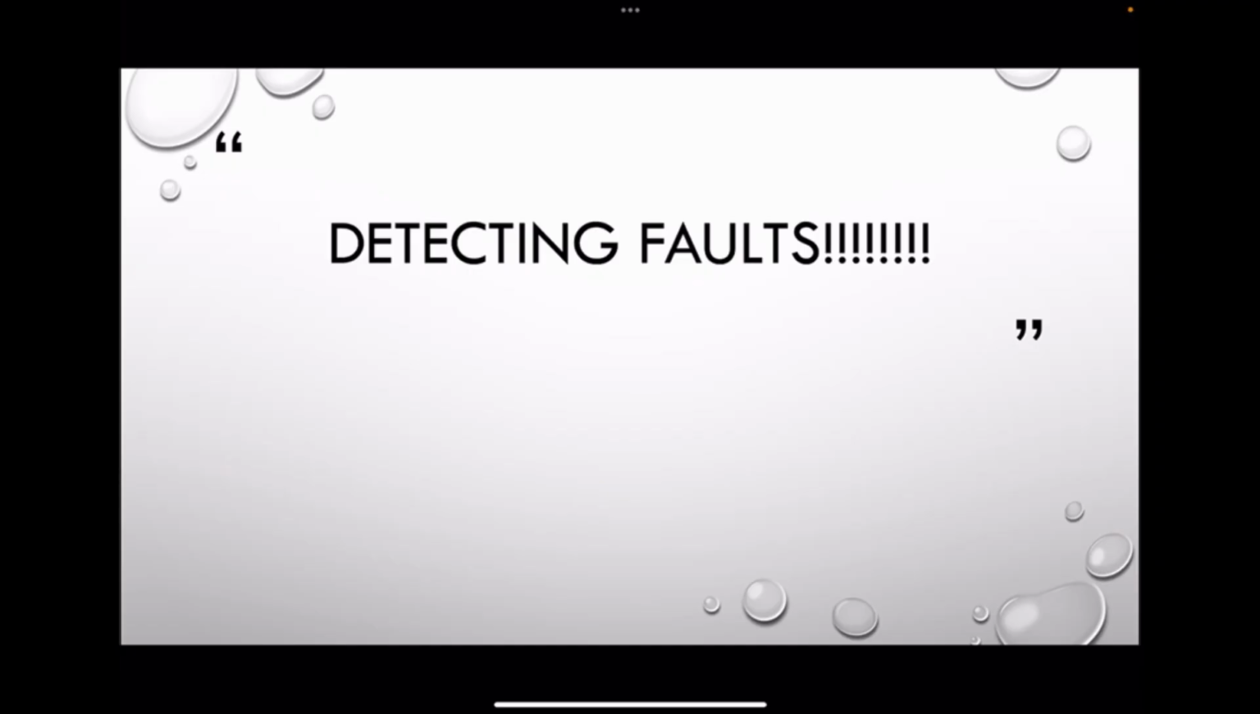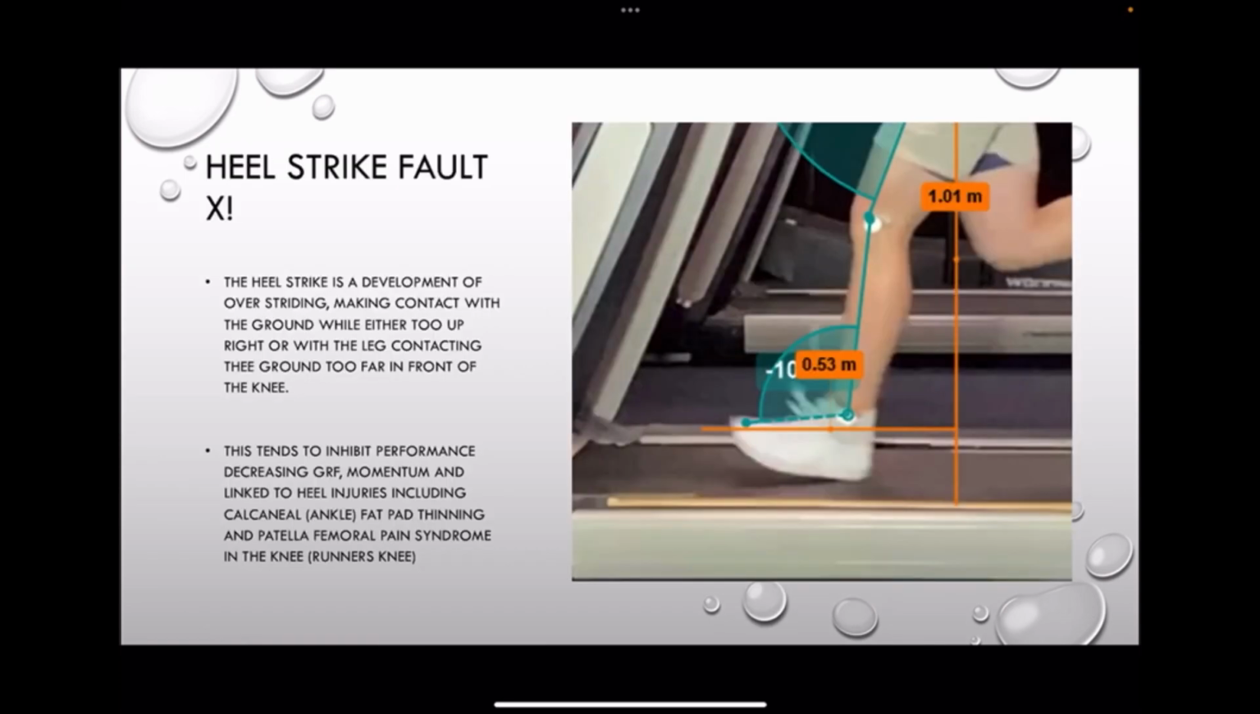Now we're going to detect some of our faults in this performance. To first start, we're going to look at our heel strike fault. The heel strike is the development of overstriding, making contact with the ground while the heel is either too upright, or with the leg contacting the ground too far in front of the knee. It tends to inhibit performance, decreasing the ground reaction force, decreasing momentum, and is often linked to injuries including calcaneal fat pad thinning and patellofemoral pain.